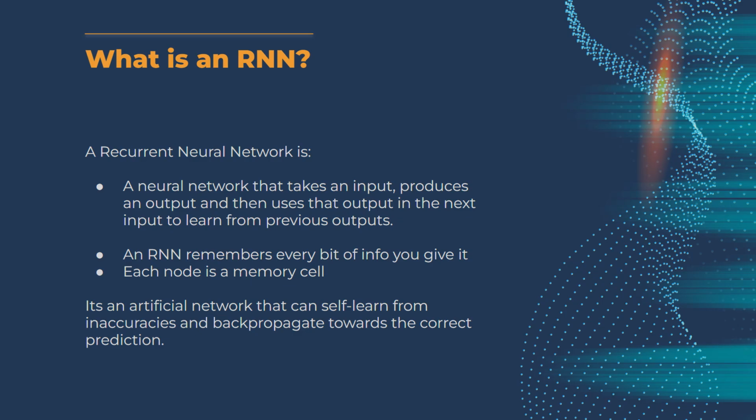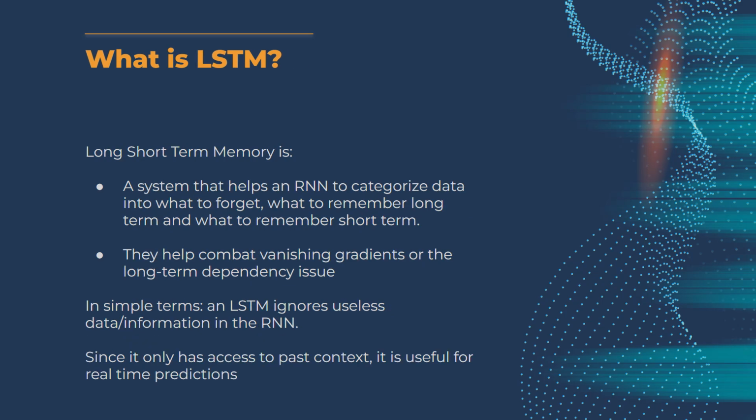An RNN remembers every bit of info you give it, and each node in an RNN, so the input, the process, and the output, is a memory cell. In simple terms, an RNN is an artificial network that can self-learn from previous inaccuracies and backpropagate towards the correct prediction. Now that we know what an RNN is, let's take a look at an LSTM.